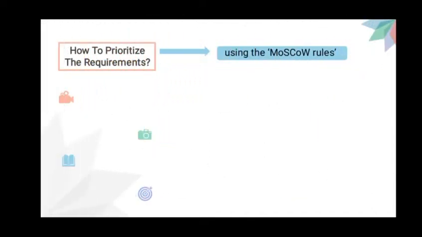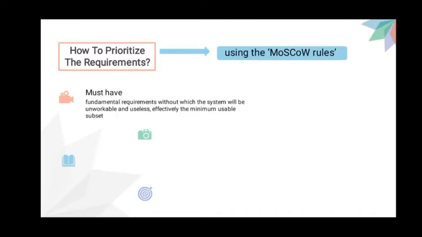So how to prioritize the requirement? It is using the MoSCoW rules. What does MoSCoW mean? M stands for must have: fundamental requirements without which the system will be unworkable and useless, effectively the minimum usable subset. And S stands for should have: would be essential if more time were available, but the system will be useful and usable without them.